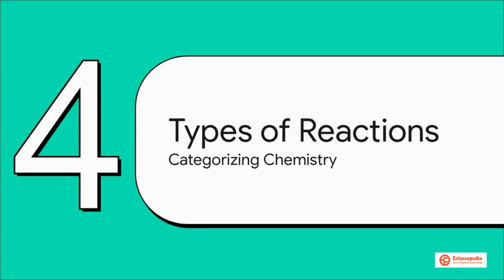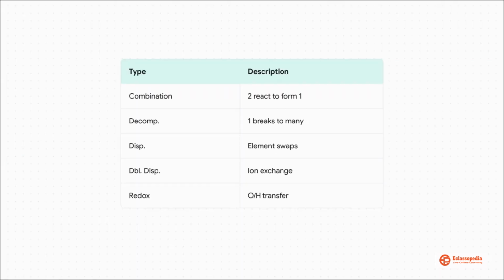Section 4, types of chemical reactions. With our balancing skills totally locked in, let's look at the grand categorization of all the chemical suspects we might encounter out in the wild. Chemists classify reactions into 5 fundamental formats that dictate exactly how matter interacts. We've got combination, decomposition, displacement, double displacement, and oxidation reduction, which we usually just call redox. Let's break down exactly how these work right now.